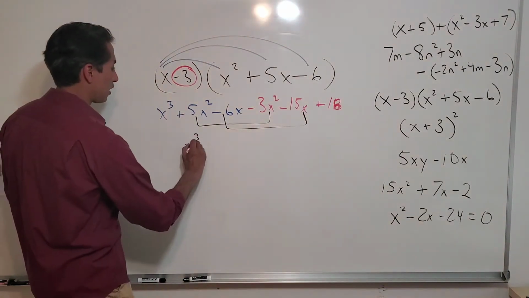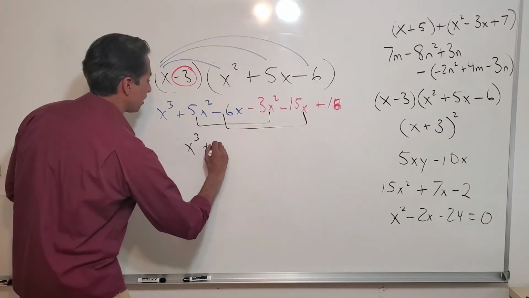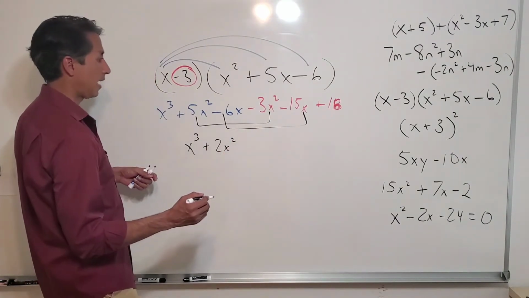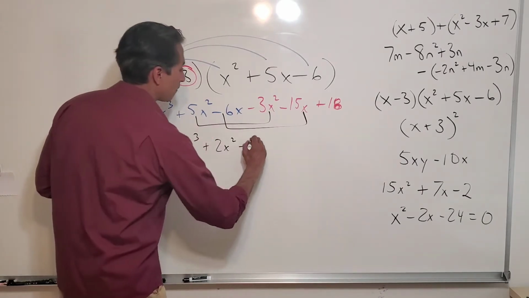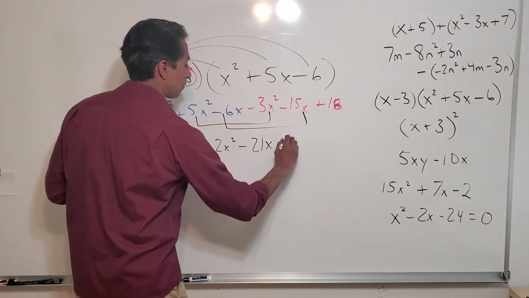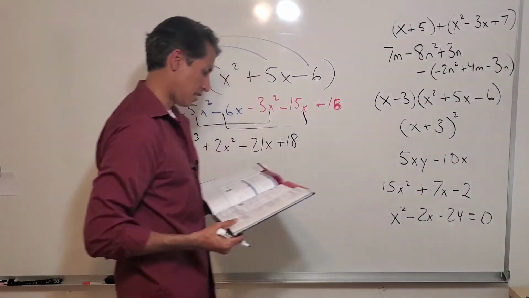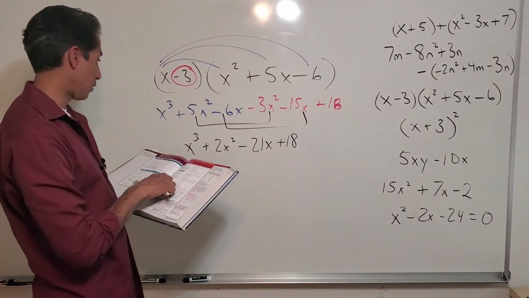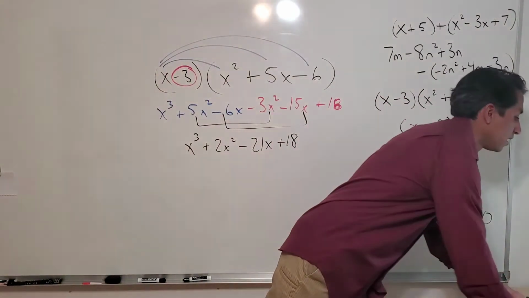So I have x to the third, plus 5x squared minus 3x squared is plus 2x squared. And then I have negative and negative, so I'm adding, so it's a negative. What's that? 21x, and then plus 18. Let's just take a look at that guy. That guy was super big. x to the third plus 2x squared minus 21x plus 18. Okay, looks like we're still good.